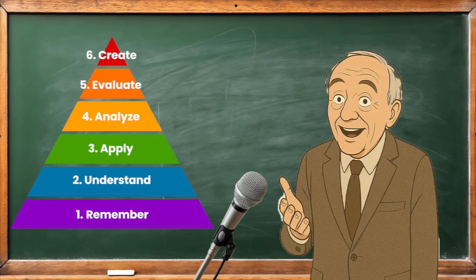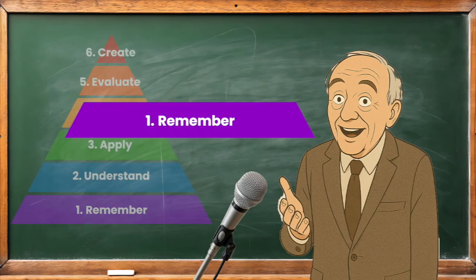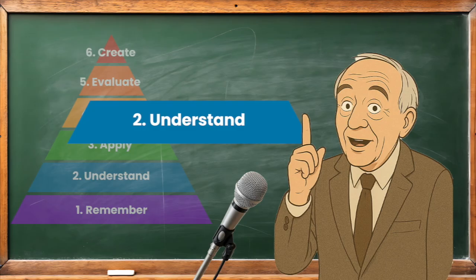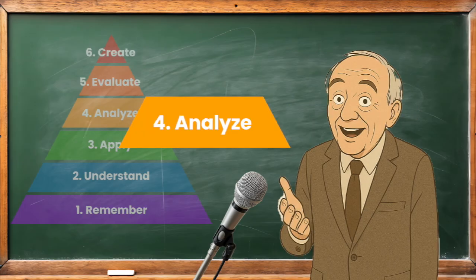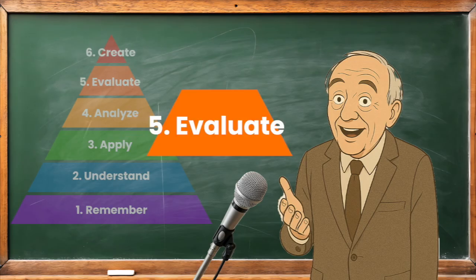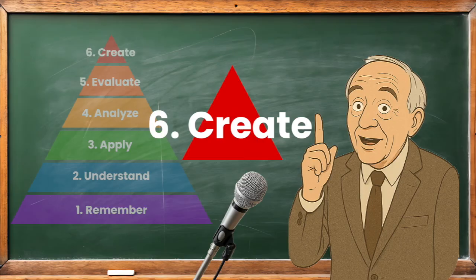From lowest to highest, the 6 levels are: remember. Can the student easily recall course content? Understand. Is the student able to explain key concepts and ideas? Apply. Is the student able to use the information in a new scenario? Analyze. Can the student connect, compare, and contrast various concepts? Evaluate. Can the student appraise, argue, and justify a point of view? Create. Is the student able to produce original work from learned concepts?